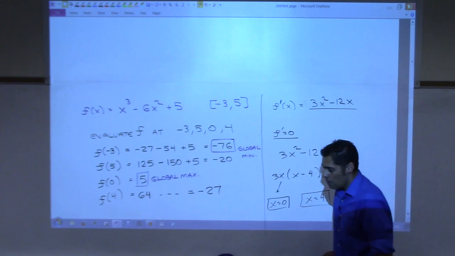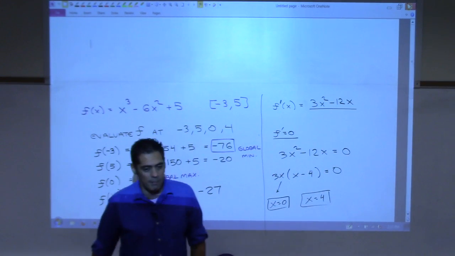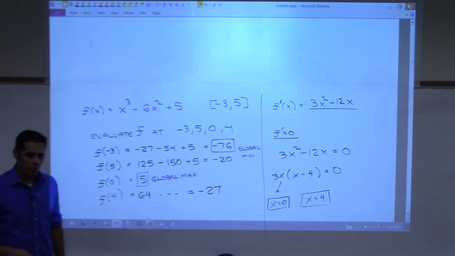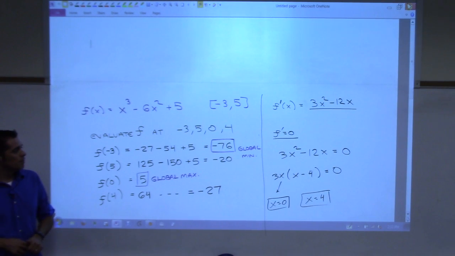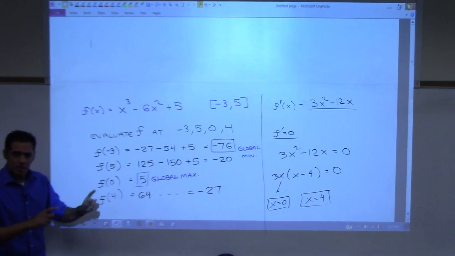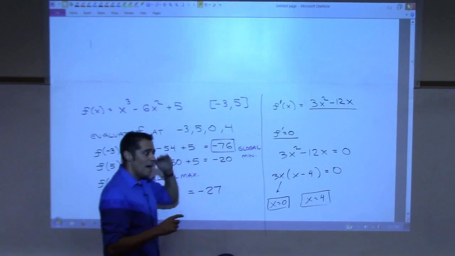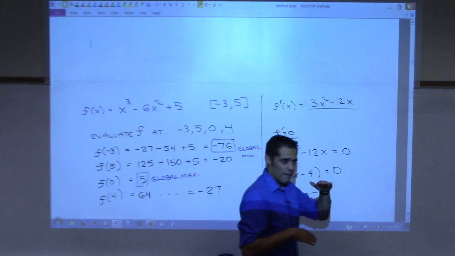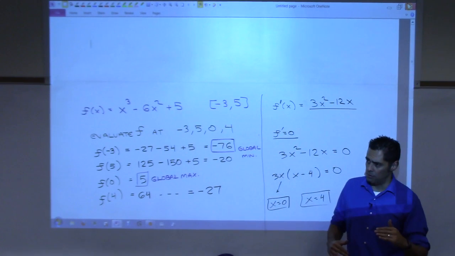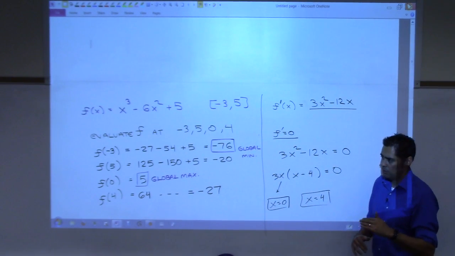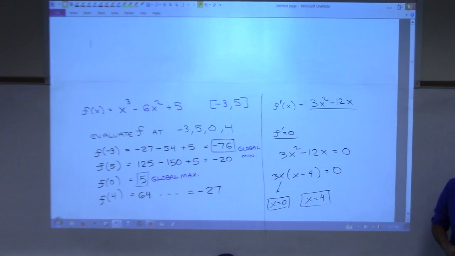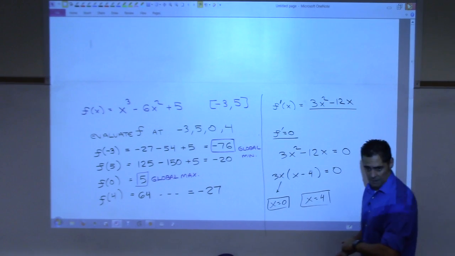Okay, we're not going to look at local max and mins until we get to 4.3. The closed interval method, which is what we just did, is used to find the highest and lowest points of a graph on a closed interval. That's what it's for. If you want to do locals, you've got to wait till 4.3. All right?